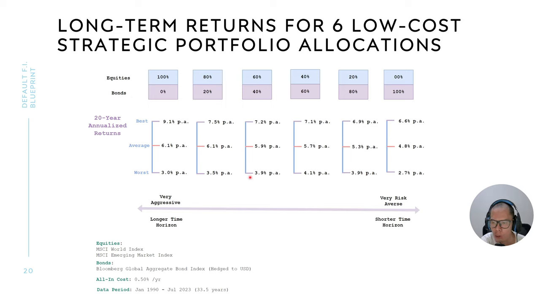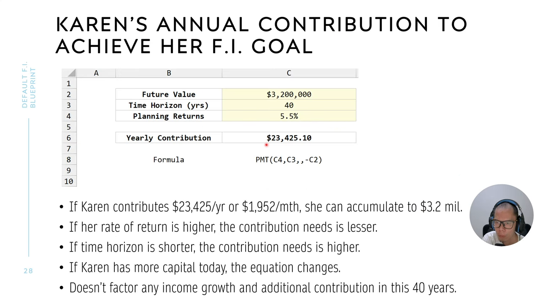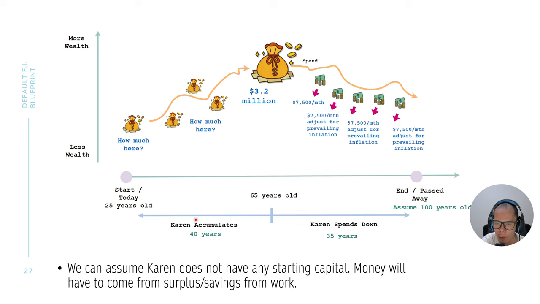If it's a 60-40 portfolio, on average, it's about 5.9%. Of course, low is 3.9%. I think in terms of planning, 5.5% over here is kind of conservative. It doesn't cover everything, but it gives you a true north. The idea is actually to give you a true north to go towards. Okay, so the time horizon to accumulate is 40 years.